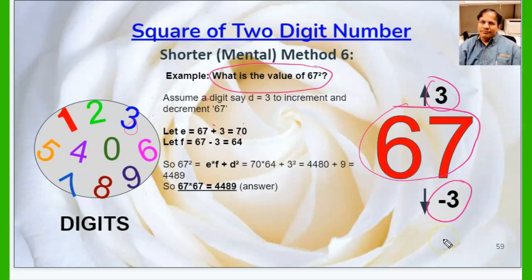So in this case, 70 is closer to 10, and so we add 3 and then we subtract 3 and we get the two numbers 70 and 64. We multiply 70 and 64, and then whatever the number is incremented or decremented, we square it and add it, and so the answer is 4487.